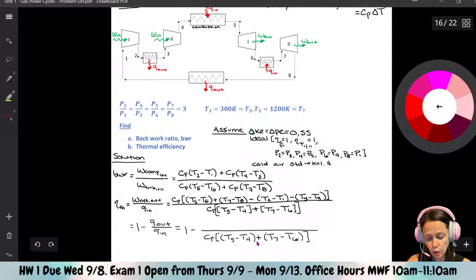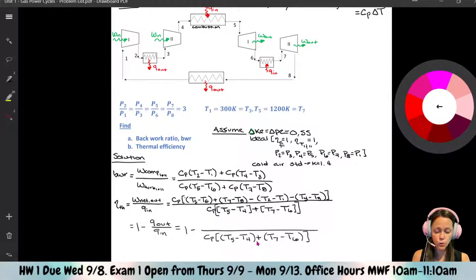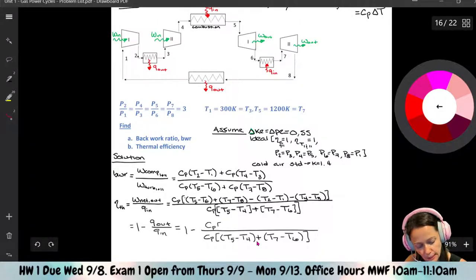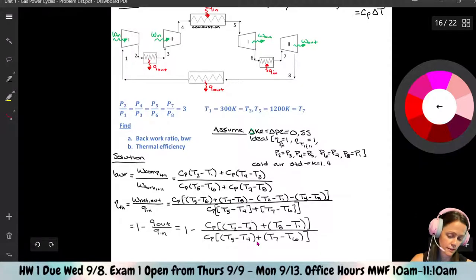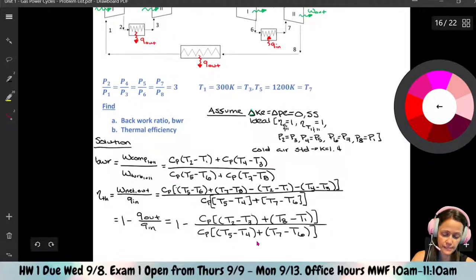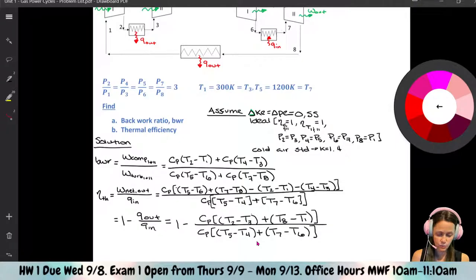And of course, I do have a Q out. I've got 2 Q outs. One is for that intercooling process between the two compressors, and the other one is where we're modeling the exhaust process between 8 and 1. This is CP times, so it'll be T2 minus T3 plus T8 minus T1. And I can apply my first law, figure out is it T2 minus T3 or vice versa. Or I can reason out, well, T2 is going to be bigger than T3 because your temperature is going to be higher before you reject the heat rather than after.